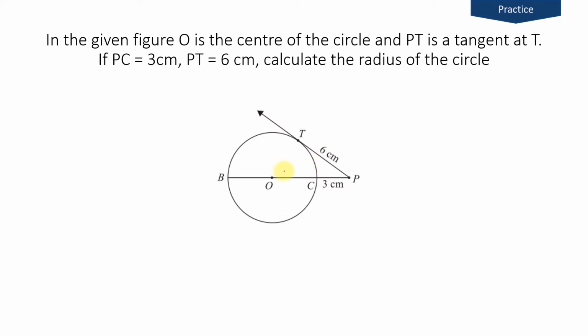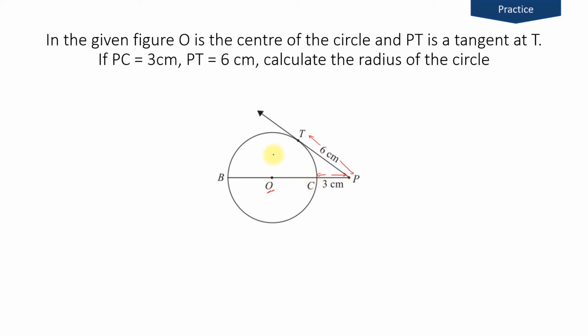Now in this figure, O is the center and a circle is drawn. Now a point P is outside the circle and a tangent is drawn from this point, which is touching the circle at point T. PC is given as 3 centimeters. PT is given as 6 centimeters. Now we have to calculate the radius. So radius is OT or OC.